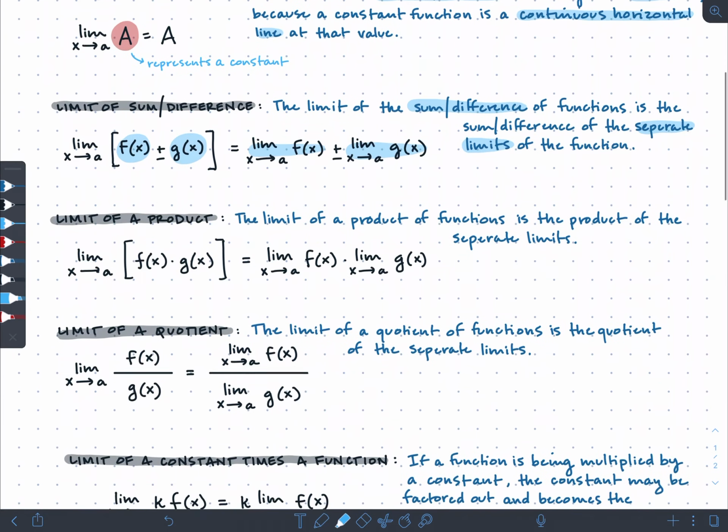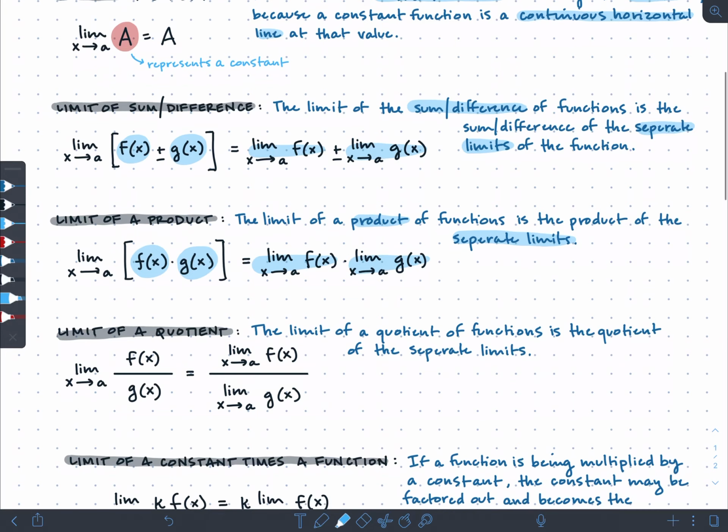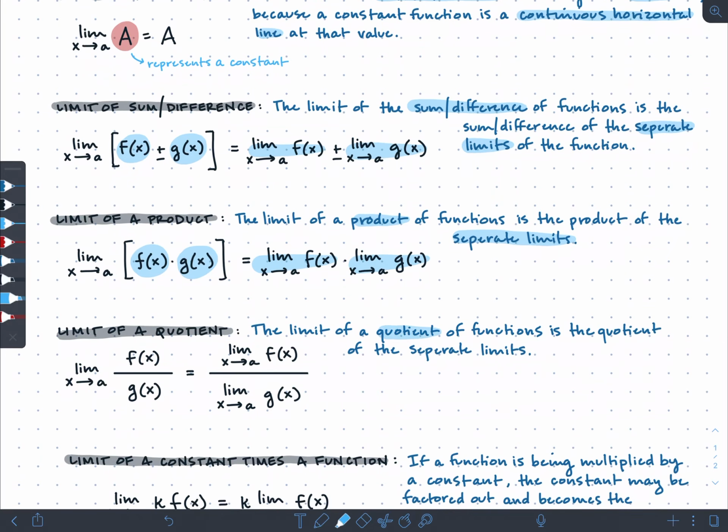Okay. Up next is the limit of a product. Works very much the same way. The limit of a product of functions is the product of the separate limits. So if I have the limit of f of x times g of x, then that gets me the limit of f of x times the limit of g of x. Okay. Up next, the limit of a quotient. Same thing. The limit of a quotient is the quotient of the separate limits. So f of x divided by g of x means the limit of f of x over the limit of g of x. Okay, so we can separate those two.